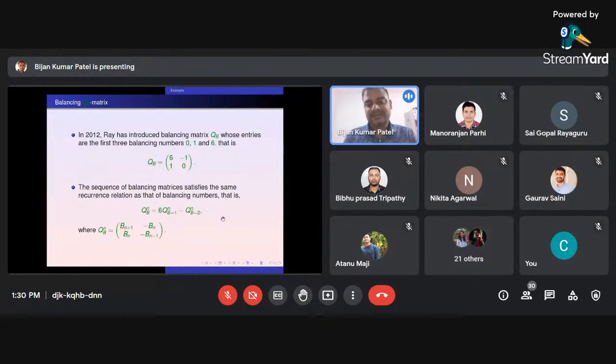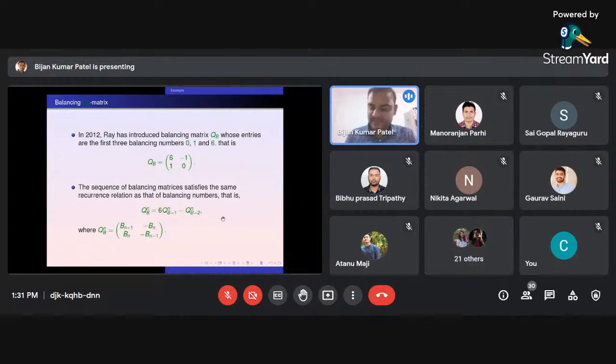And these matrices also follow the same recurrence relation as the balancing sequence, that is, QB^n is equal to QB1 to the power n minus QB2 to the power n, where QB^n is the matrix Bn+1, minus Bn, Bn, minus Bn-1. So basically QB is the particular matrix 6 minus 1, 1 0, and its power QB to the power n is the matrix Bn+1 minus Bn, Bn minus Bn-1.